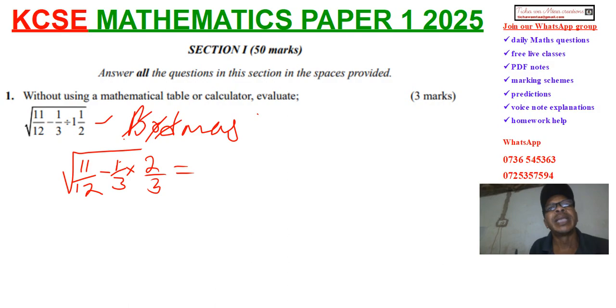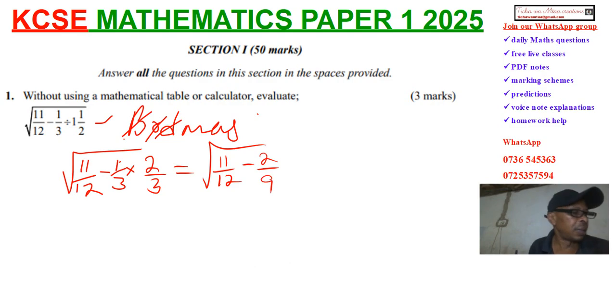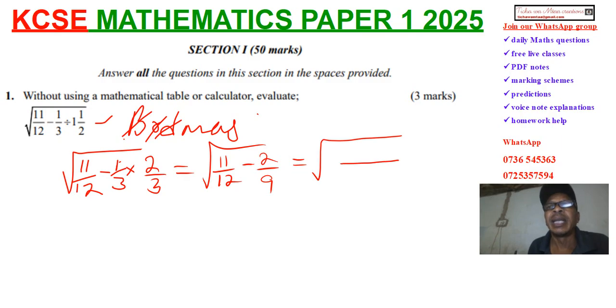So we say this is equal to the square root of 11 over 12 minus, when you multiply, you get 2 over 9. Then with 11 over 12 minus 2 over 9, you need to get the LCM of 12 and 9, which is 36. So 36 divided by 12 is 3, 3 multiplied by 11 you get 33, minus 36 divided by 9 is 4, 4 multiplied by 2 gives us 8.